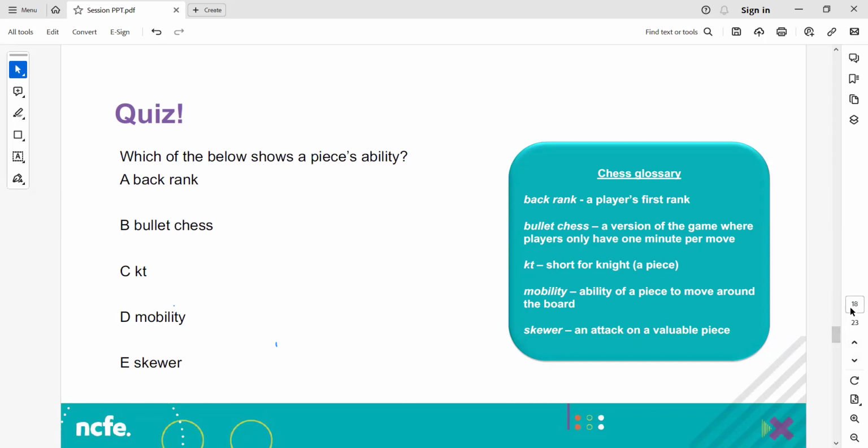So which of the below shows a piece's ability? So what it can do? G. Good. Mobility. Because in there it says ability. It tells us the ability of a piece to move around the board. So ability, what something or somebody can do, and it can move around the board.